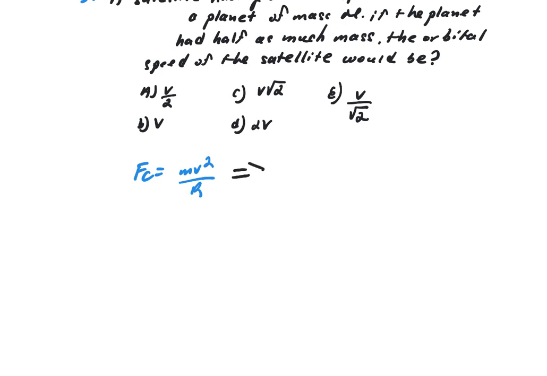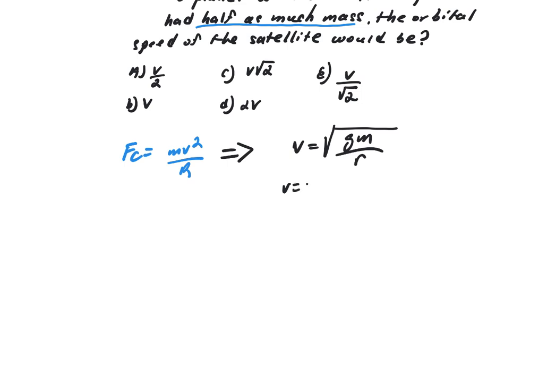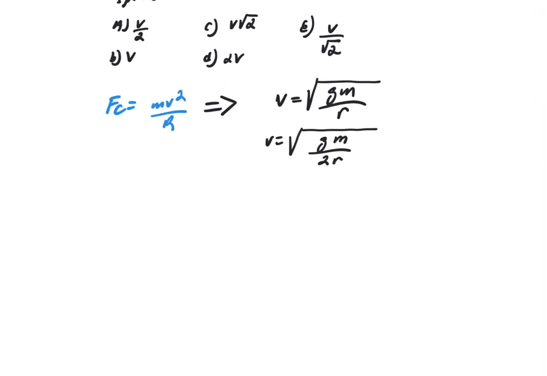So when you rearrange this equation, you're going to get v equals the square root of G times the mass over r. But it's saying that if the planet had half as much mass, we have to take that into consideration. So our velocity will be the square root of G times the mass over 2r. So v equals the original velocity over the square root of 2.